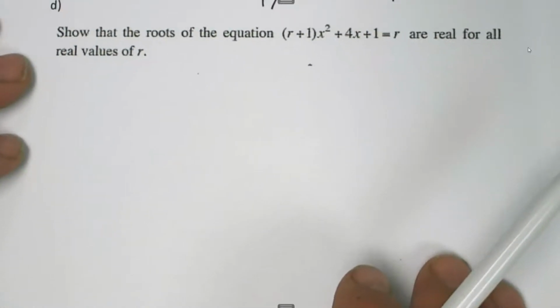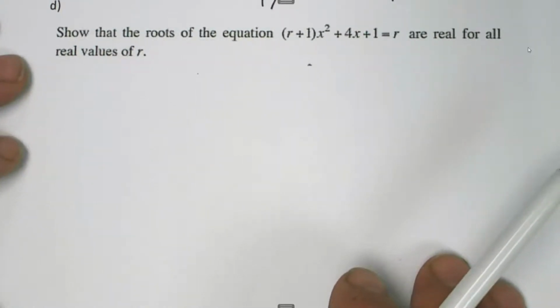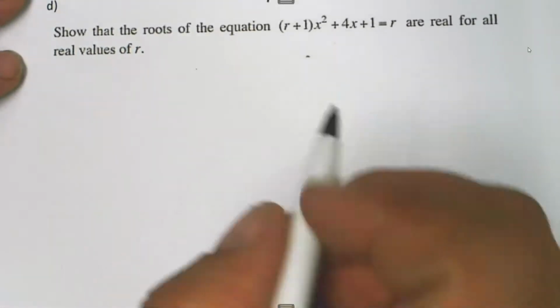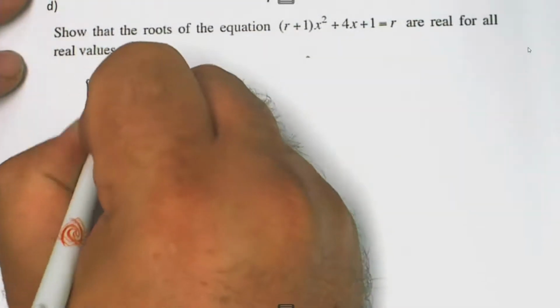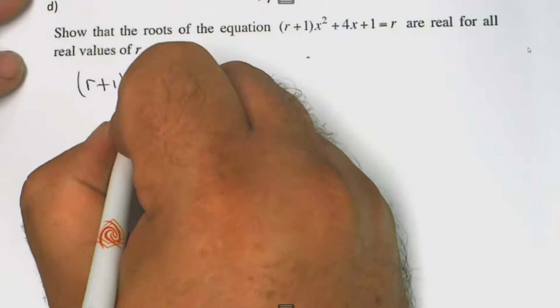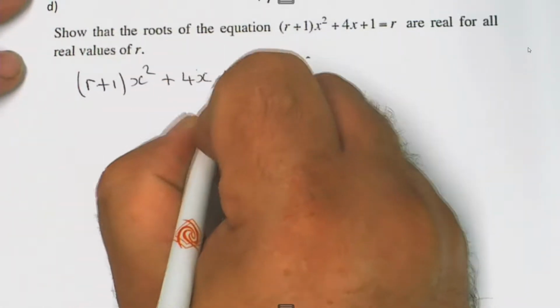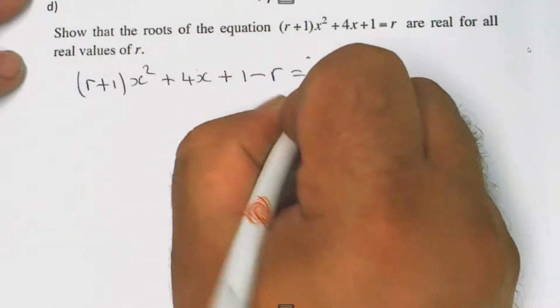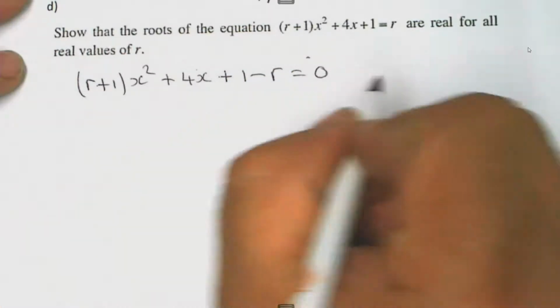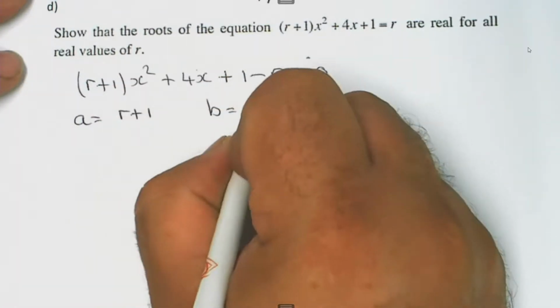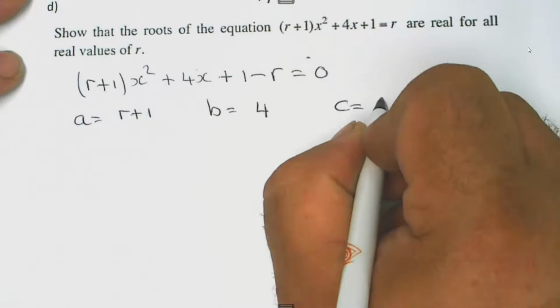The next question, we got to show that the roots of this equation are real for all real values of r. So the first step is to write that equation in standard form. So here we can say it's (r plus 1)x squared plus 4x plus (1 minus r) is equal to 0. So here we can say your a value is r plus 1. Your b value is 4. And your c value is 1 minus r.